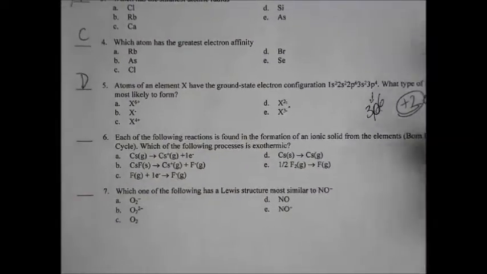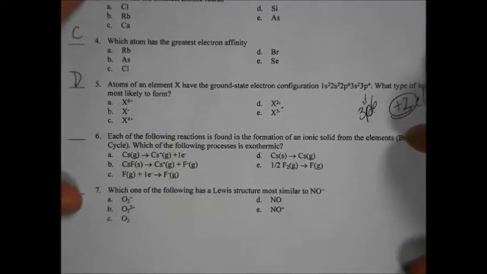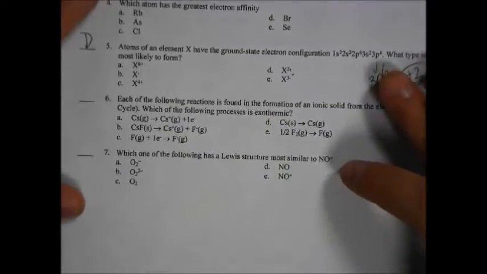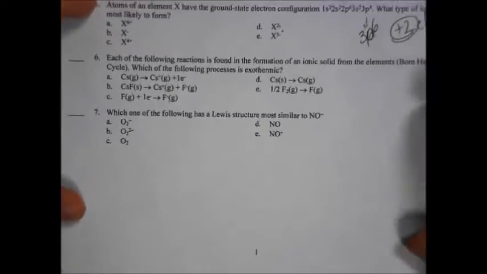So the X2 minus, and the way that we know that is because sulfur and oxygen, which is what these electron configurations are, those ones on the periodic table tend to form minus 2 charges. So that's just something you can know from the end of chapter 7.